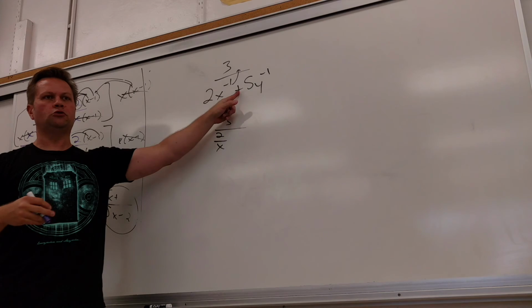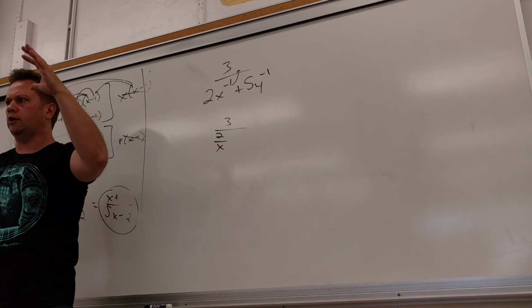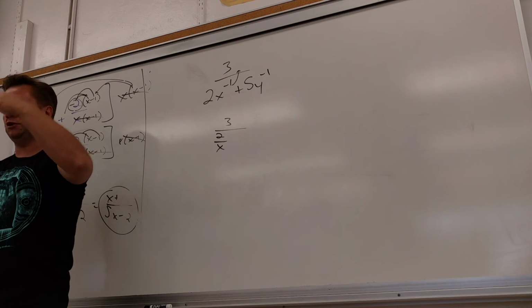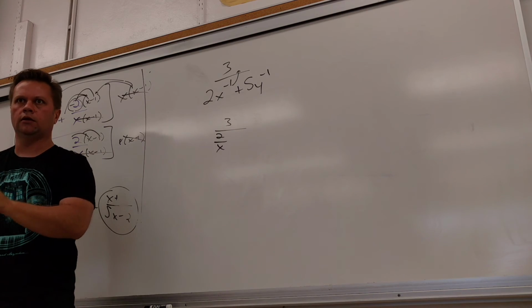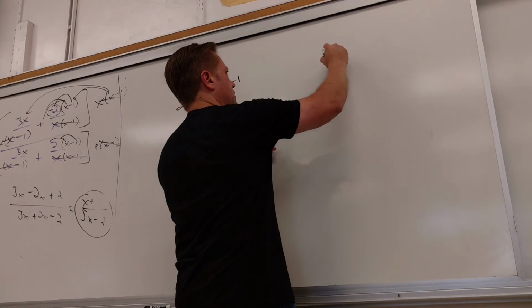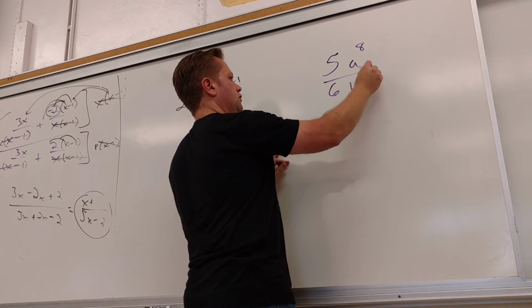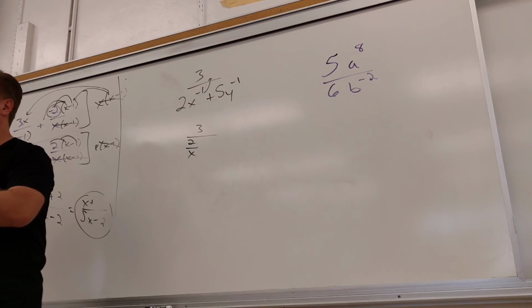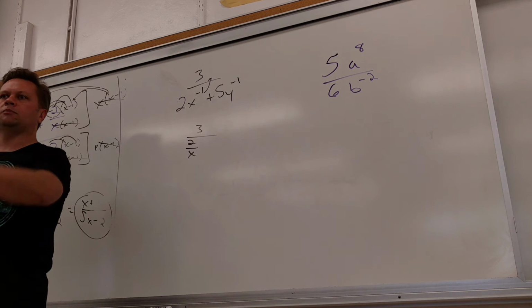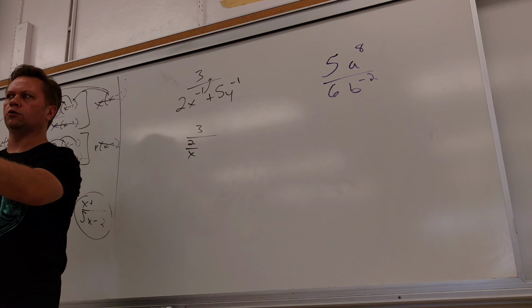Oh, this plus screws everything up. It always does when you're trying to work with exponents over addition. It's never going to be pretty. So remember this kind of thing, I had like 5a8 over 6b to the negative 2. And what did we do? We brought the b to the negative 2 up. Now let me just show you.